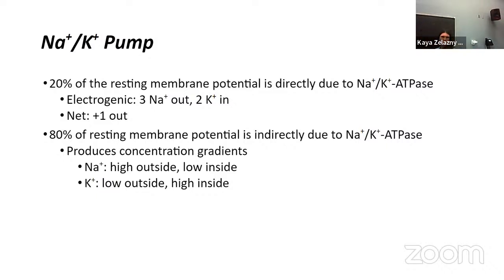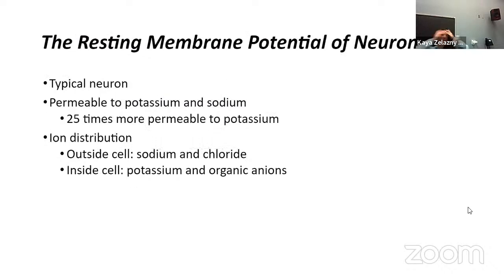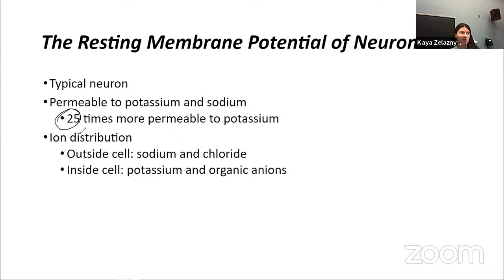Then the rest of that resting membrane potential is even more negative because we produce concentration gradients: lots of sodium on the outside, not very much sodium on the inside because we've been taking it all and pushing it out. Potassium is low on the outside because we've been pulling it in, making the inside of the cell higher in potassium. Our typical neuron is permeable to both potassium and sodium, but actually 25 times more permeable to potassium. I could have drawn 25 little potassium channels there, but that would have taken a while and gotten messier. So it's a lot more permeable to potassium, not just a little bit.